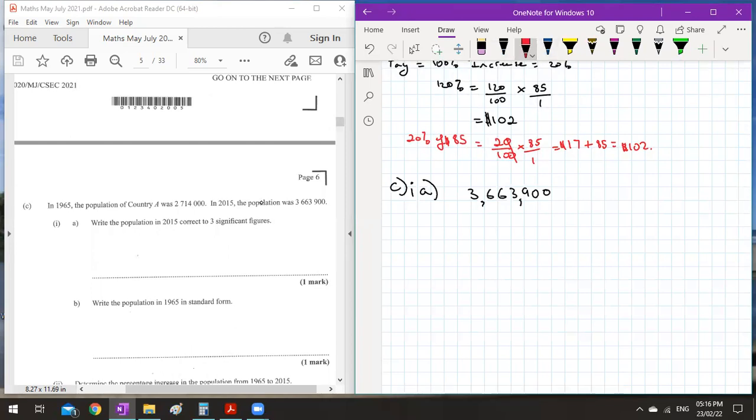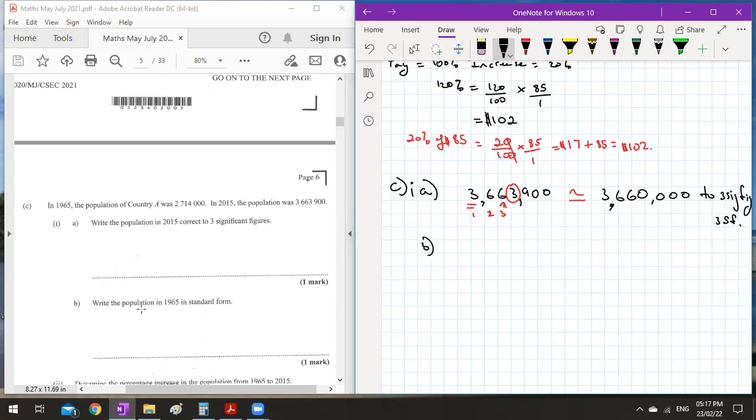Now, significant figures, we count from the first number. So this will be 1, this will be 2, this will be 3. So we approximate based on this being the third value, and the number after it is less than 5. So approximately 3,660,000. Now this is 3 sig fig, 3SF. That's how you want to write it.